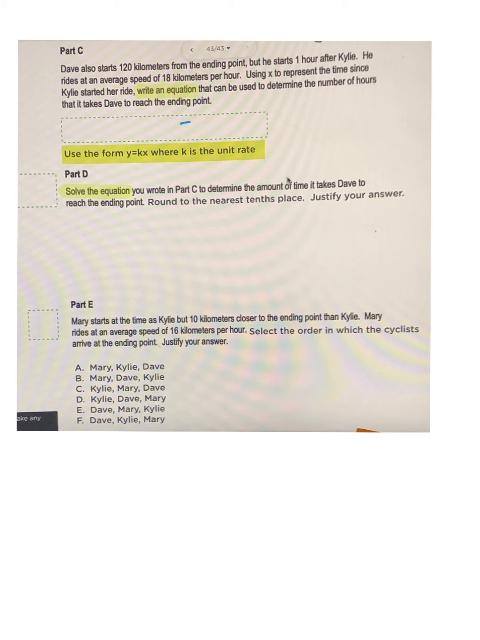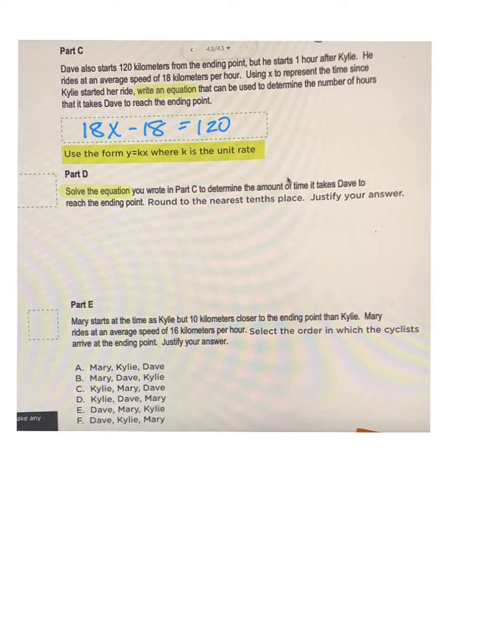So we still need to make it equal to 120, because he still has to ride 120 kilometers. His unit rate is 18, so it's 18 kilometers per hour, but we're going to take out 18 of those because he's an hour behind. So he lost out on 18 kilometers because he didn't ride for that first hour. So that's your equation for part C.